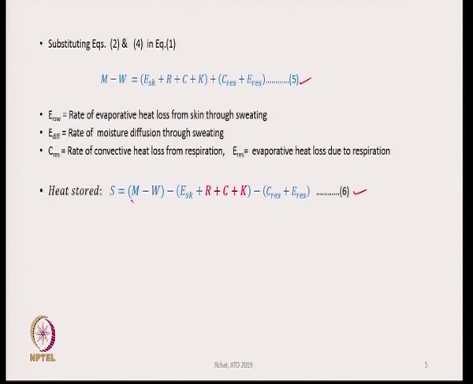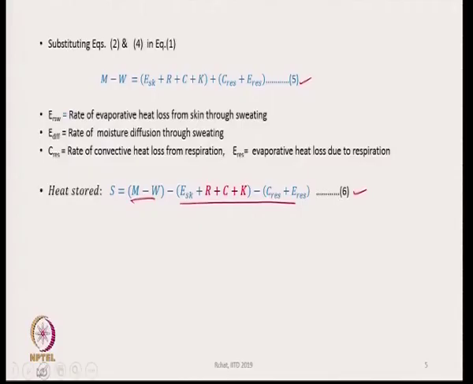The difference between these two is going to be the amount of heat which is going to be stored in the body. So, the value stored is known as S. So, S could be what? If they are in balance, then S will be 0, that will be thermal equilibrium. So, S is 0 means heat is balanced, that is we are in thermal equilibrium and the person is going to feel comfortable.